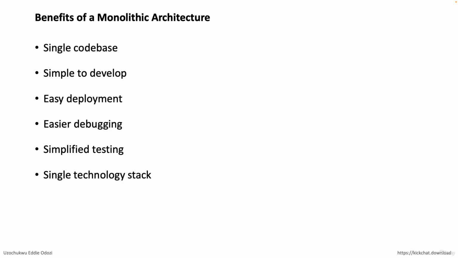Another benefit is it usually involves using a single technology stack. Okay, you don't have to use Python for one part, Node.js for another part, Java for another part. You just use one technology for the whole application. If it's Python, you just use Python, or if it's Java or .NET, it involves one technology stack. And because of that, it's easier to quickly get into the application.